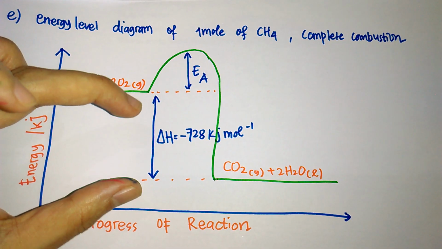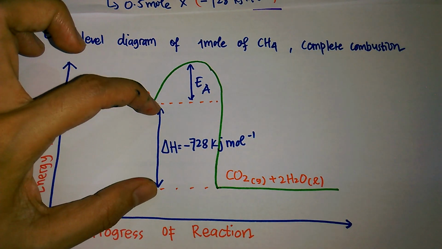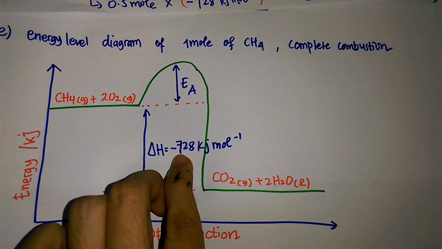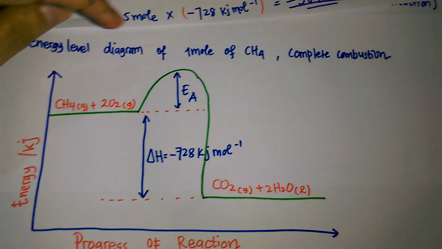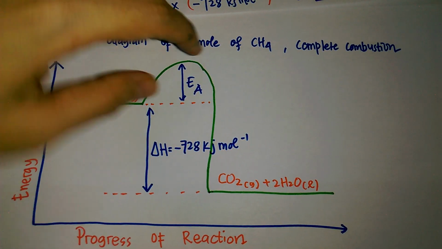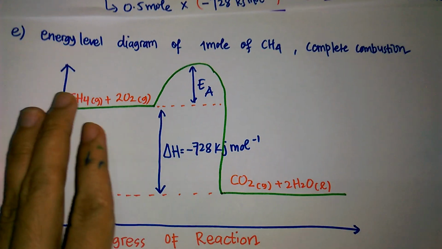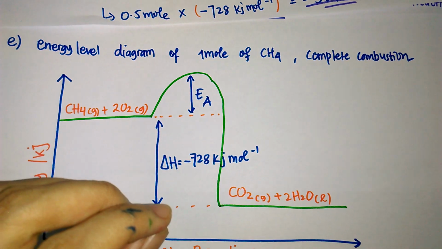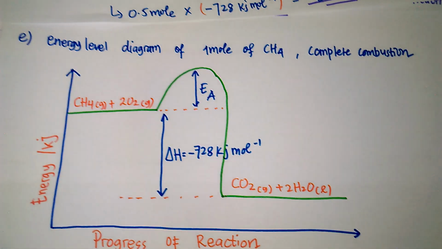And which one is the enthalpy change? It is the gap between reactant and product. So enthalpy change for 1 mole of methane equals negative 728 kilojoule per mole. And this one, the peak to the reactant, we call it activation energy, the minimum energy that is needed so that this reaction happens. And enthalpy change means the energy that is released after this reaction happens.